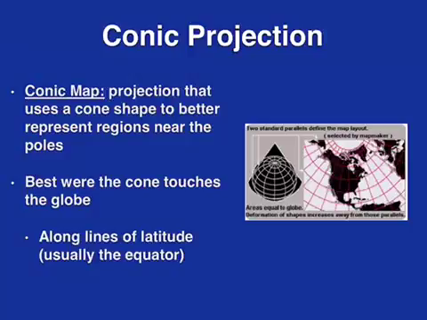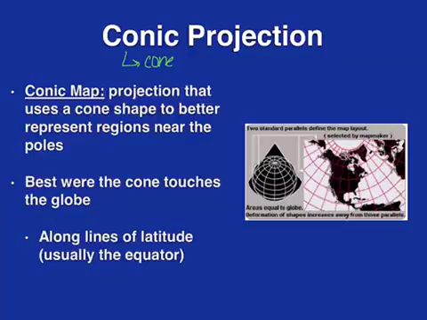A second type of projection is called conic projection. Conic, you should think of the word cone. So a conic map is a projection that uses a cone shape to better represent the region of the poles. This is best where the cone touches the globe. This is along the lines of latitude, usually the equator.